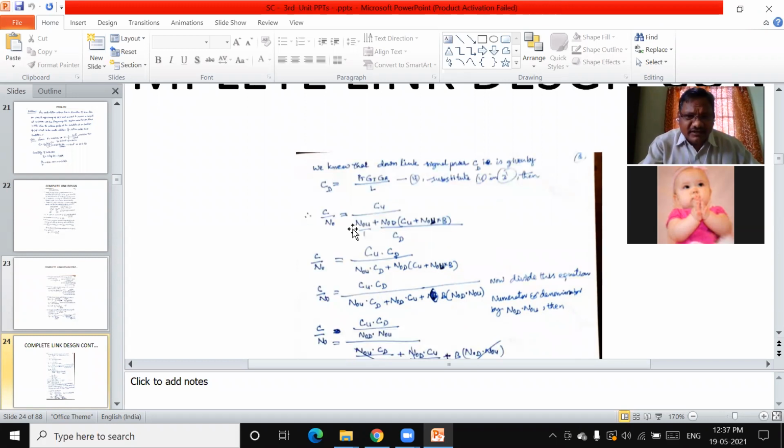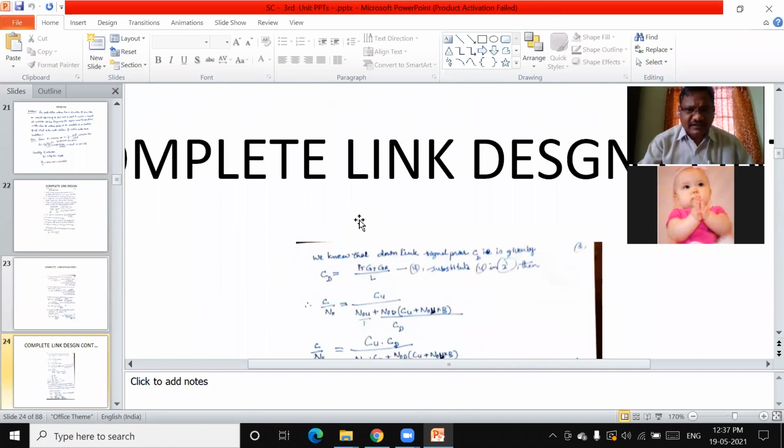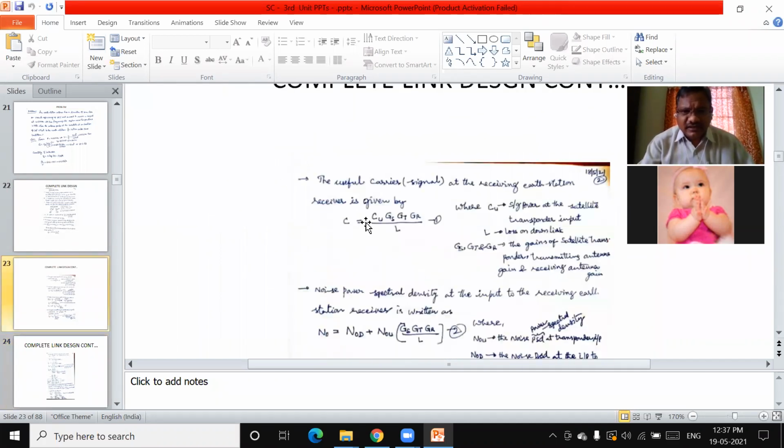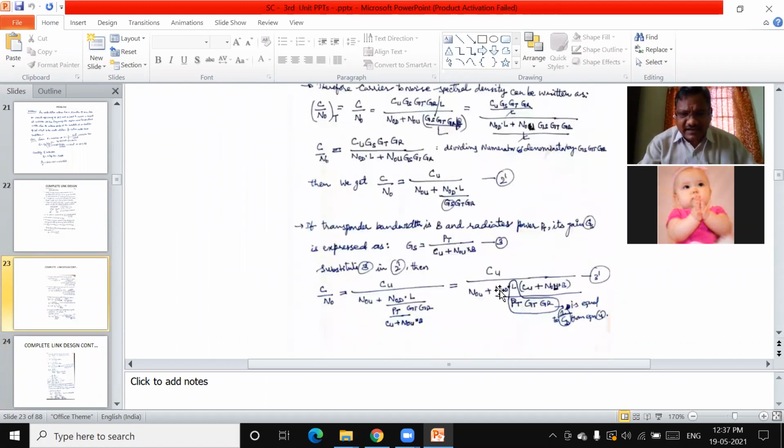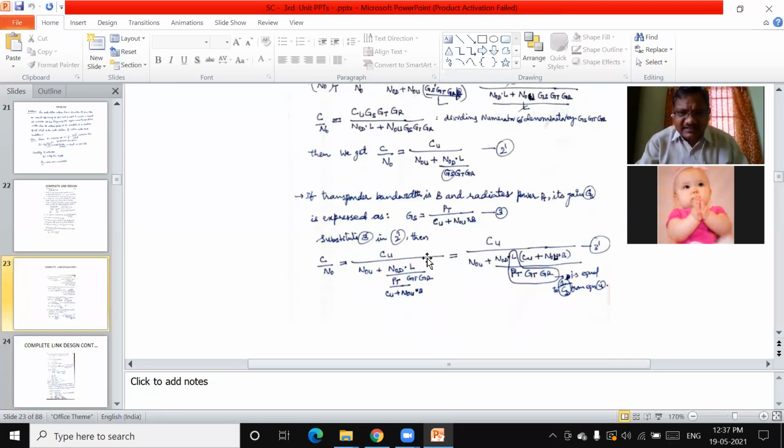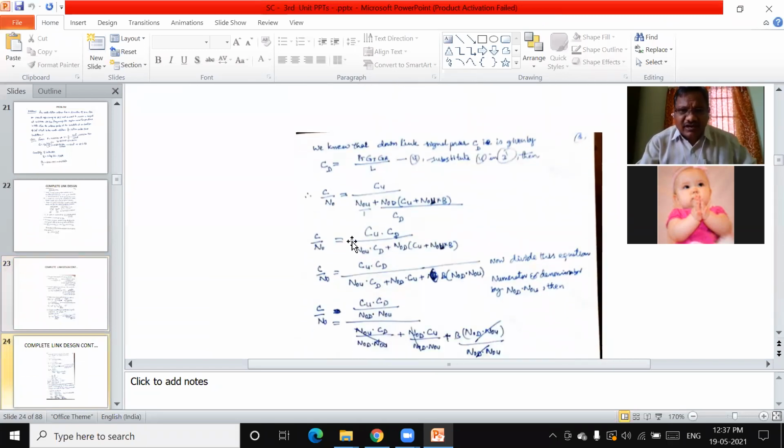Then what happens? Just you can see, in the above equation, that is why I have marked here L by PT GT GR is there. It is equal to equation number 4. It can be written as 1 by CD. So that is the reason. Where do we get this 1 by CD? CD is defined like this: the carrier power at the input of the receiving earth station, PT GT GR by L. Therefore, 1 by CD is equal to L by this. Therefore, just you substitute here the 1 by CD. So everything will be the same.